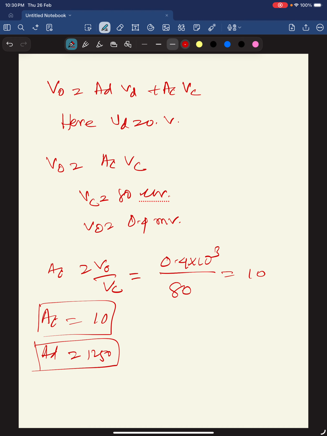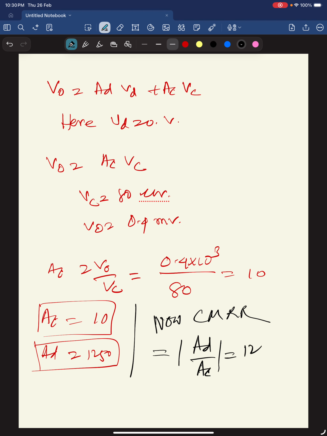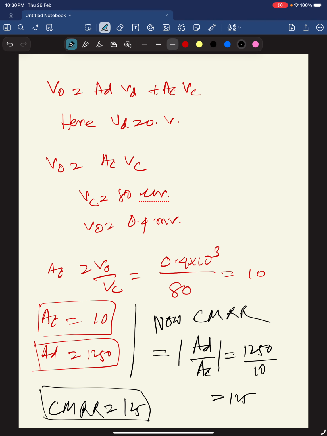So now common mode rejection ratio. This is very, very important. Please remember, common mode rejection ratio is AD by AC. What is AD? 1250. What is AC? 10. So 1 to 5. So common mode rejection ratio is nothing but 1 to 5. This is the final answer.